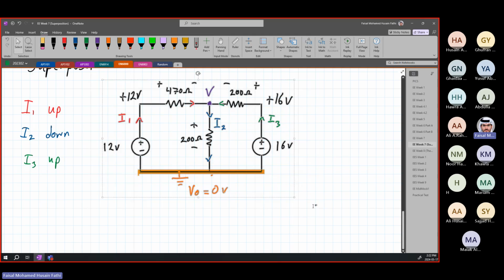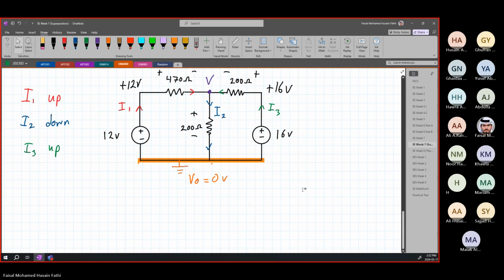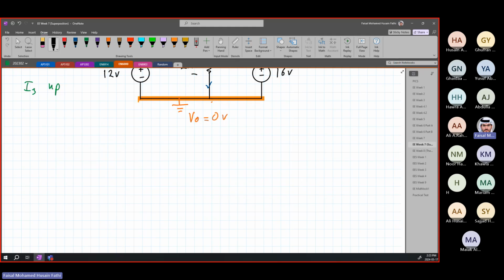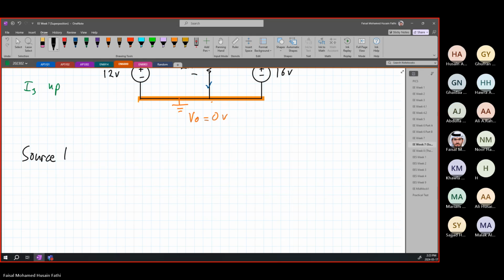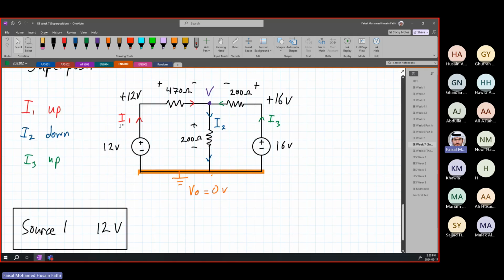Now let us look at the circuit again. First, we're going to eliminate the second source, which is the 16 volt source. So let's say source 1, which is the 12 volts. This is our first one. So source 1, 12 volts. We're only going to solve the circuit as if we only have the 12 volt voltage source present.